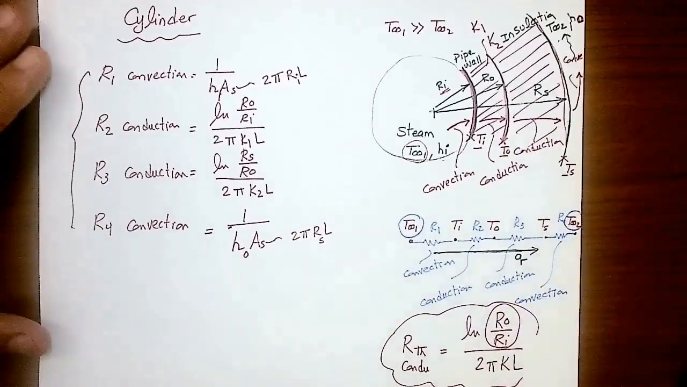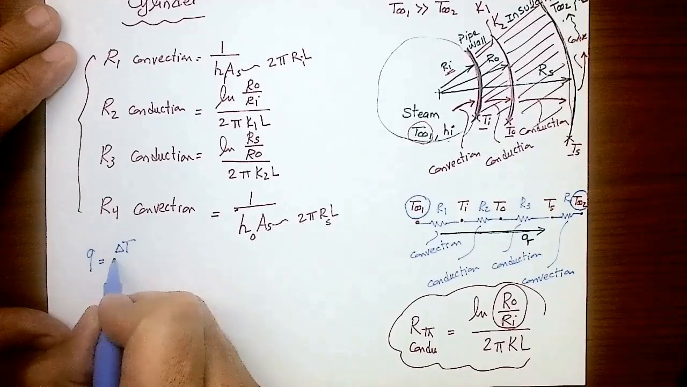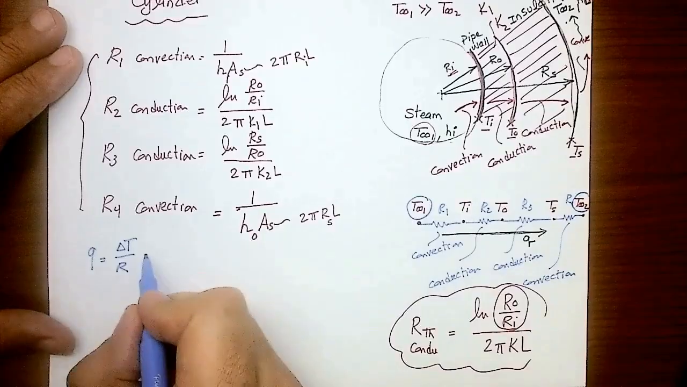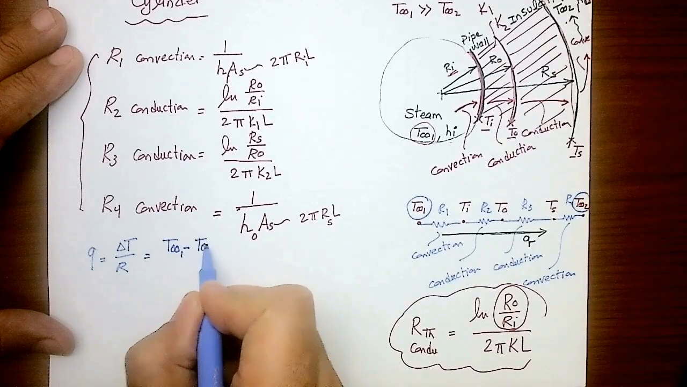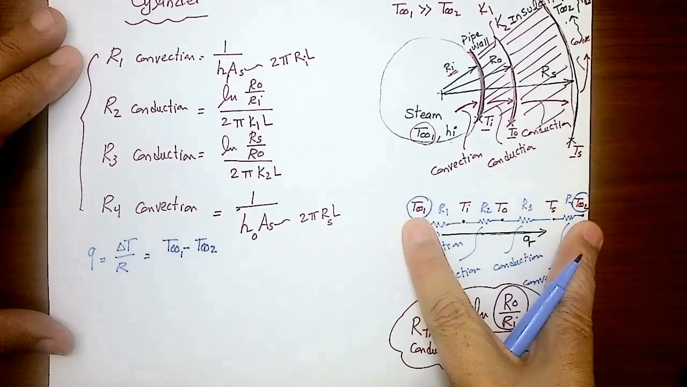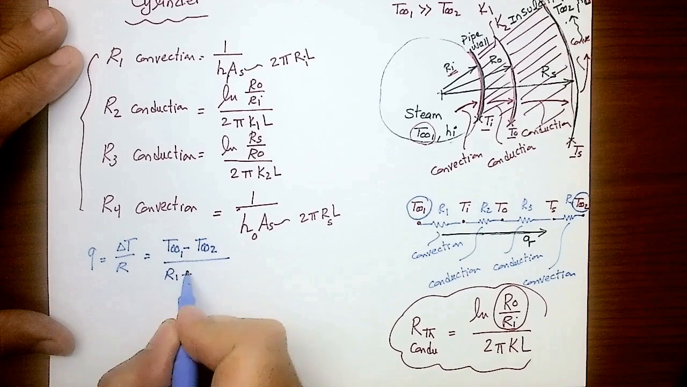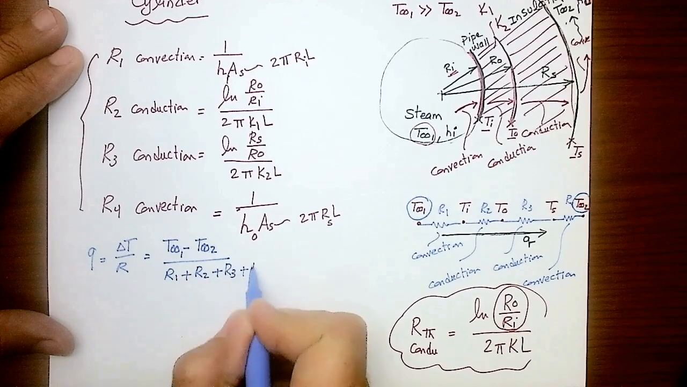So if you want to calculate Q, how are you going to do that? Q, you pick any delta T, you divide by the resistance in between. Since I'm only giving you T infinity 1 and T infinity 2, this is the only temperature difference that you have. You have to divide by the summation of all the resistances here. So that's R1 plus R2 plus R3 plus R4.